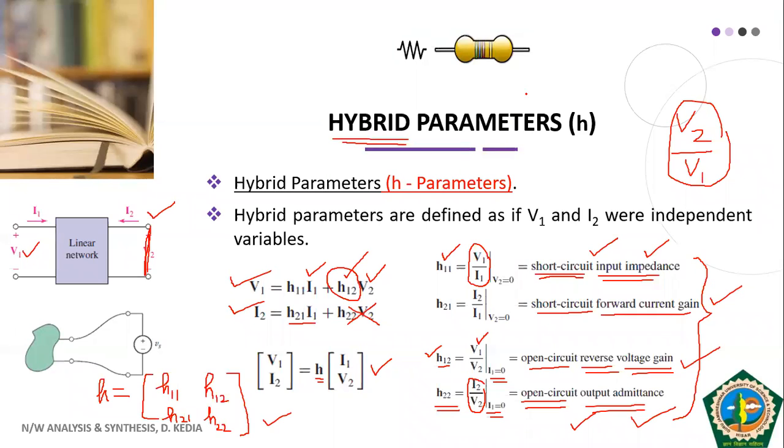Okay. And if you talk with respect to electronic circuitry, then you can also see that your input impedance, output admittance or impedance, current gain or voltage gain, they are of prime importance. So that's why H parameter is also very, very important to understand. Now let us move forward.